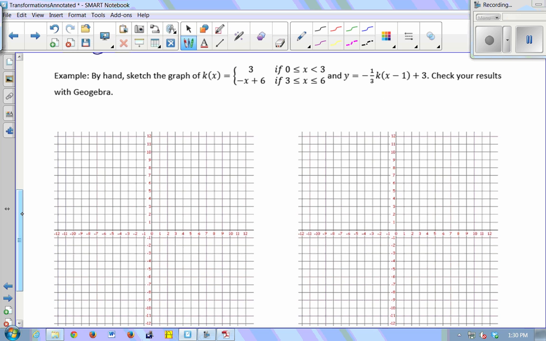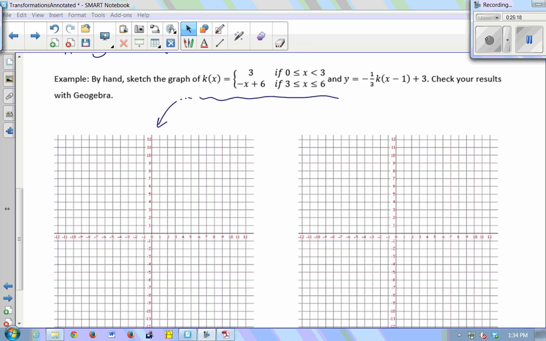All right, so I have a piecewise function, k of x. First, in your groups, take 5 minutes and just graph k of x. So graphing a piecewise function is something that we've learned how to do. Graph this on the axes on the left. Okay, let's graph the piecewise.